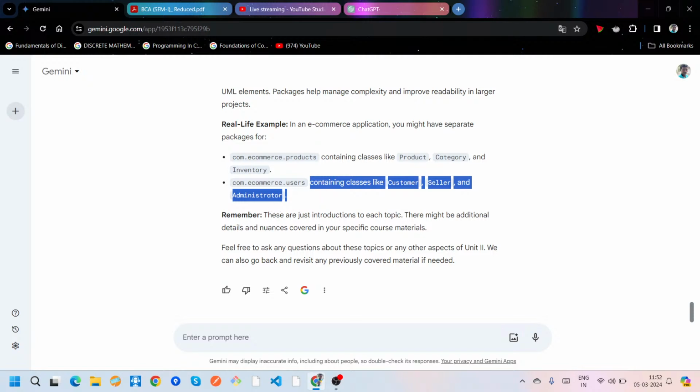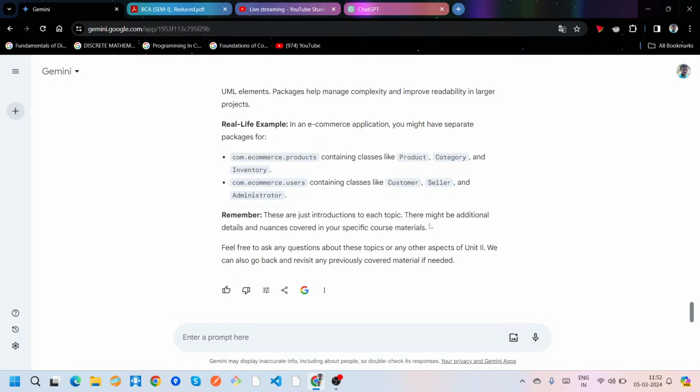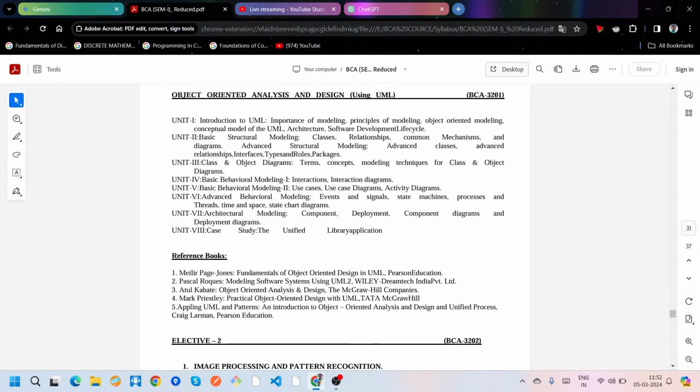Okay, remember, these are just an introduction to each topic. There might be additional details and nuance covered in your specific course material. Okay, so I think we covered the second unit also. The last topic of the second unit is packages. So we covered the second unit of this subject, object oriented analysis and design using UML.